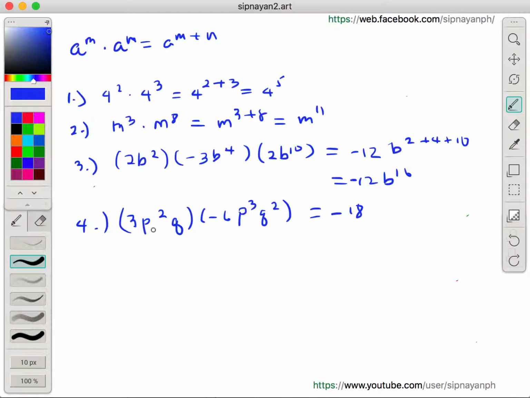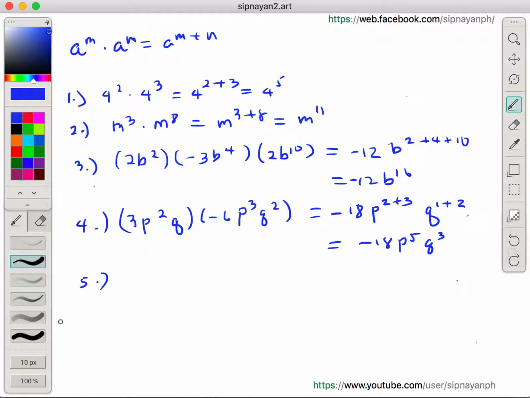Tapos multiply natin yung same base, yung p squared tsaka p cubed, pareho sila ng base. So we can add the exponents of p raised to the 2 plus 3, and then q tsaka q squared. Ang q, meron niyang exponent na 1 lang. So kung wala kayo nakikita ang exponent, for example, q, actually may exponent na 1 yan. So 1 plus 2 is 3. So q raised to the 1 plus 2, which means that the answer is negative 18 p raised to the 5th power q raised to the 3rd power, or q cubed.